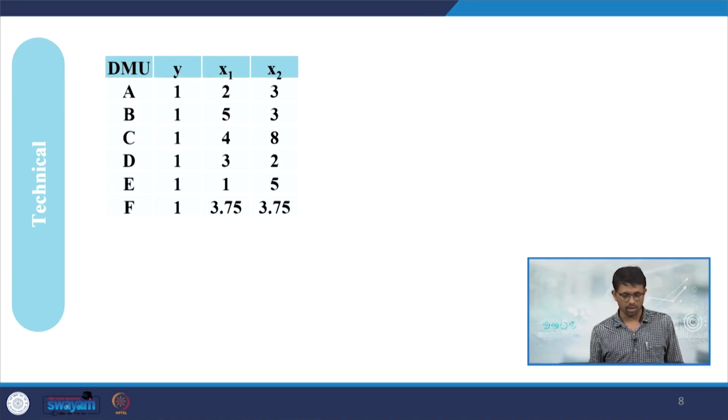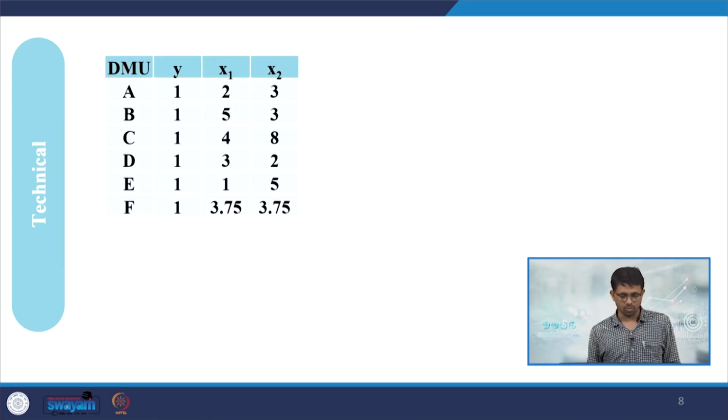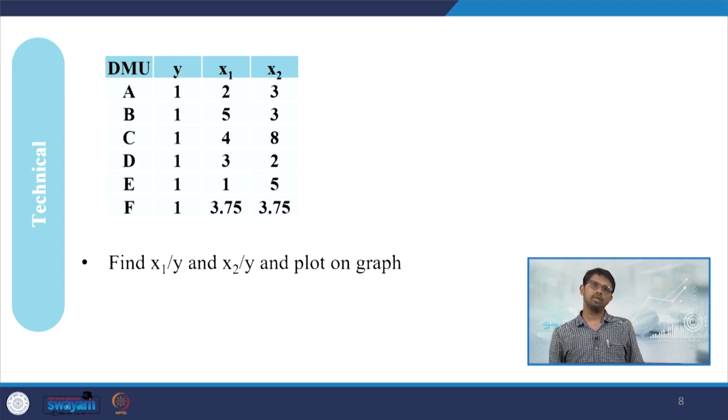Our inputs are given as x1 and x2 and output is y, and in this case there are 6 DMUs: A, B, C, D, E, F, and here the output is already considered to be normalized as 1. The combination of x1 x2 that will lead to the maximum output possible, if any, will define our technically efficient point.